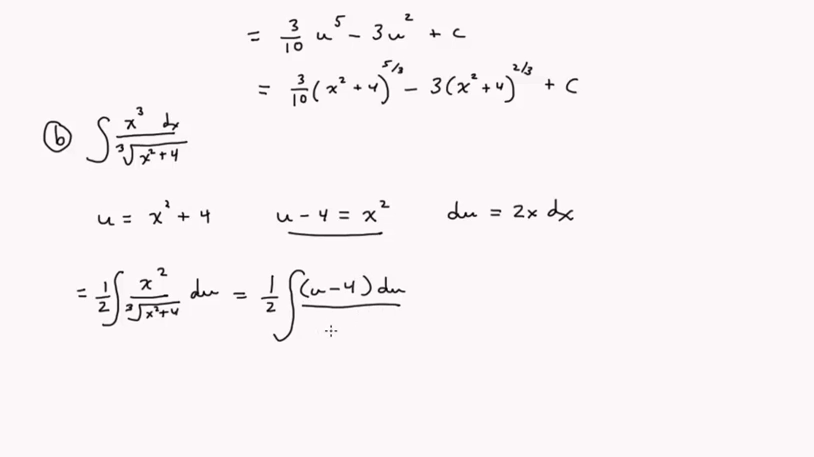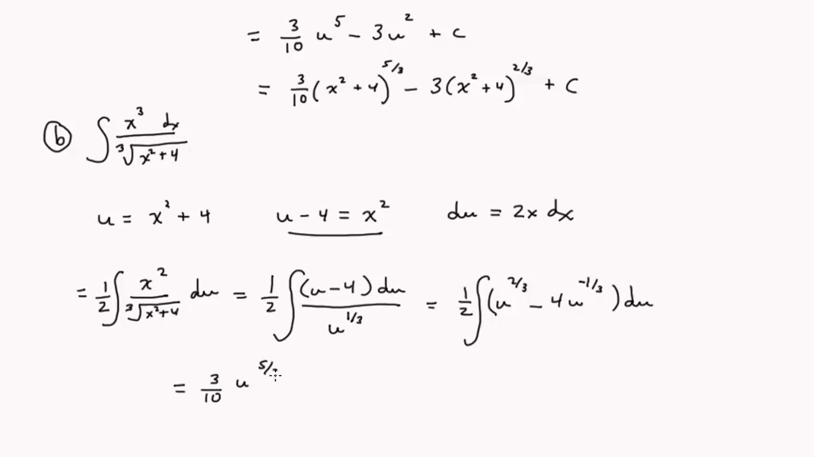And then in the denominator, that's going to be u to the 1/3 power. So continuing along here, it's 1/2 the integral. Now I'm going to take this denominator and divide into both terms so that I have u to the 2/3 minus 4u to the negative 1/3, and that's du. Okay, again, simple antiderivative now.